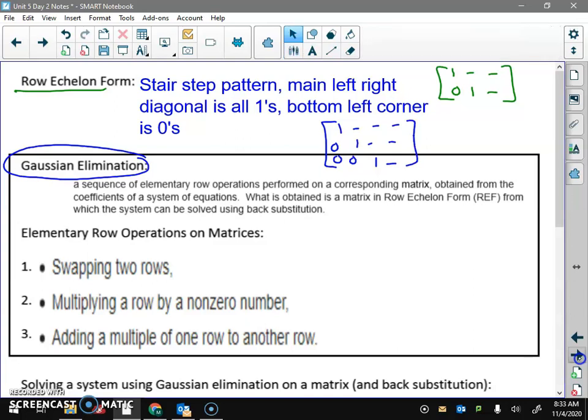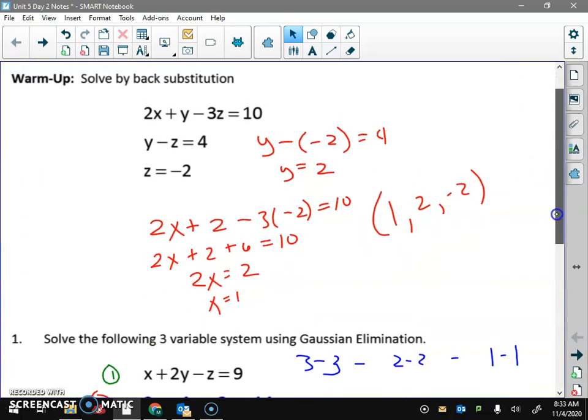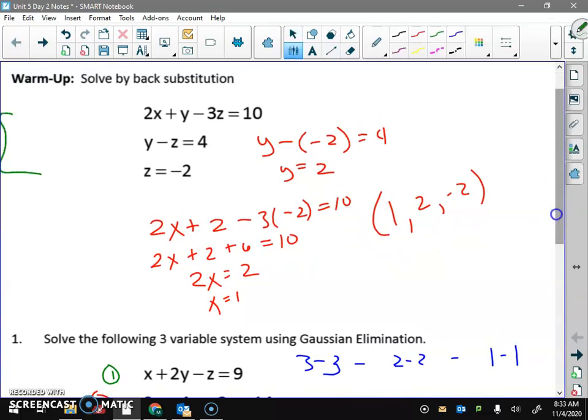And I'm going to show you real quick why that should make sense to you when I go back to our warm-up. If I took this system of equations right here and made a matrix out of it, you would say, first row, 2, 1, -3, 10. Second row, there is no x, which means a 0. Then 1, then -1, then 4.